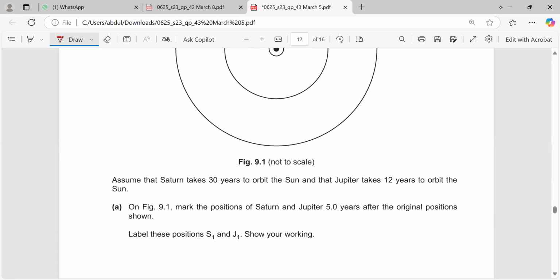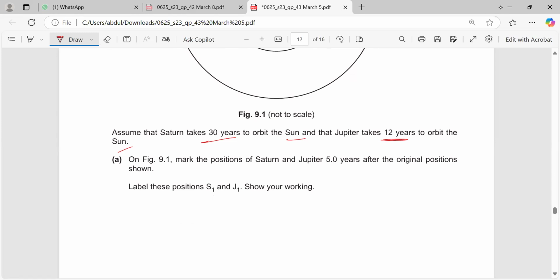Assume that Saturn takes 30 years to orbit the sun, and Jupiter takes 12 years to complete one orbit. On figure 9.1, mark the positions of Saturn and Jupiter 5 years after the original positions shown. Label these positions S1 and J1 and show your working.